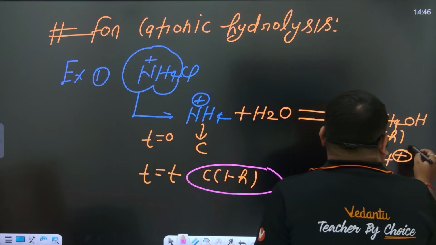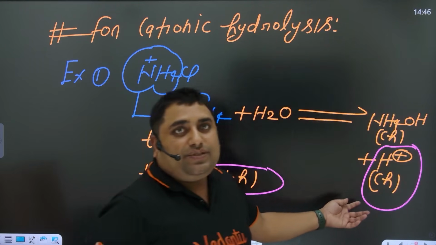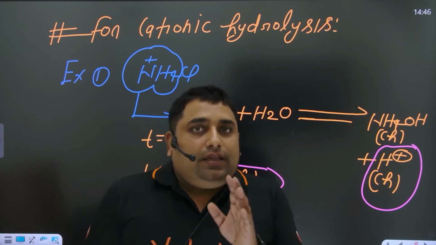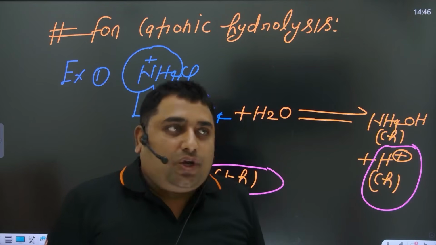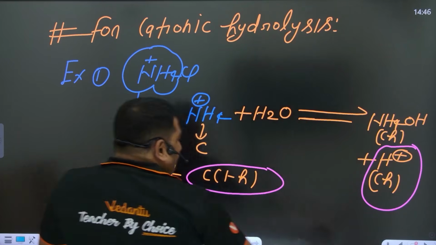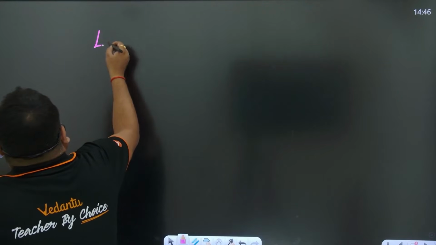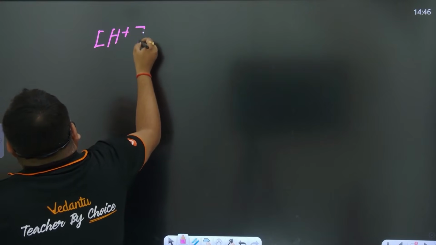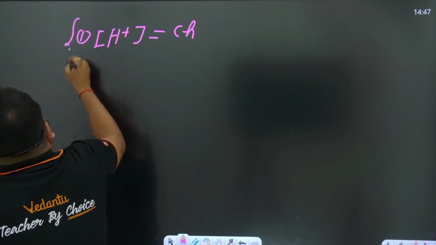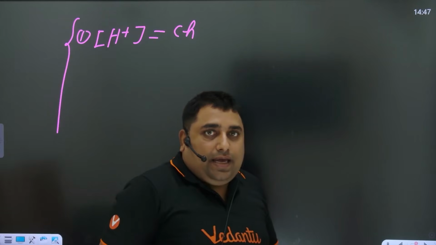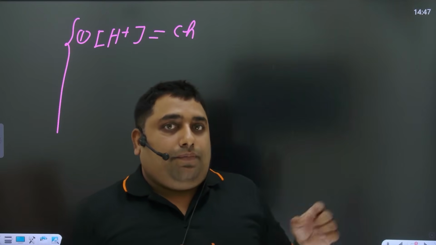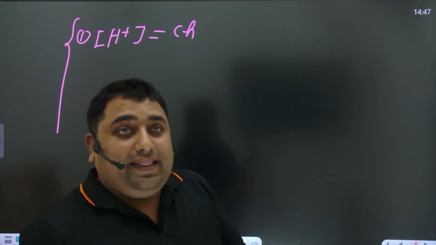So here basically we want to calculate the concentration of H positive ion. In case of cationic hydrolysis, if you do the hydrolysis, then first you get the concentration of H positive ion. Here the concentration of H positive ion you got is equal to Ch. So now just proceed in the same way as you have the proper funda for anionic hydrolysis.